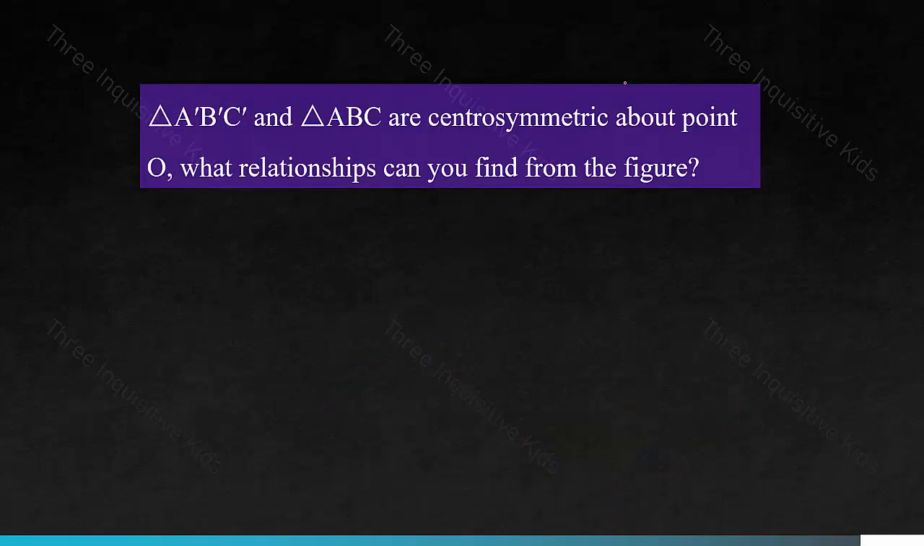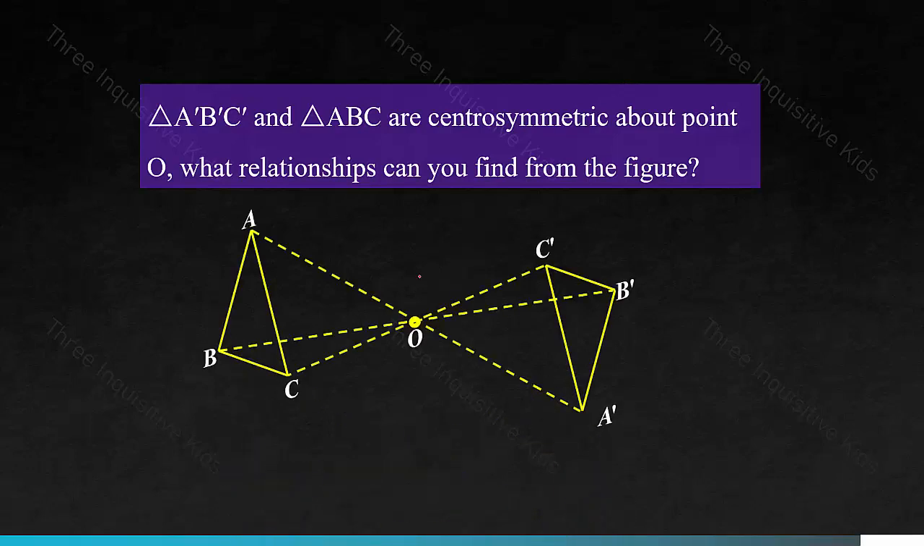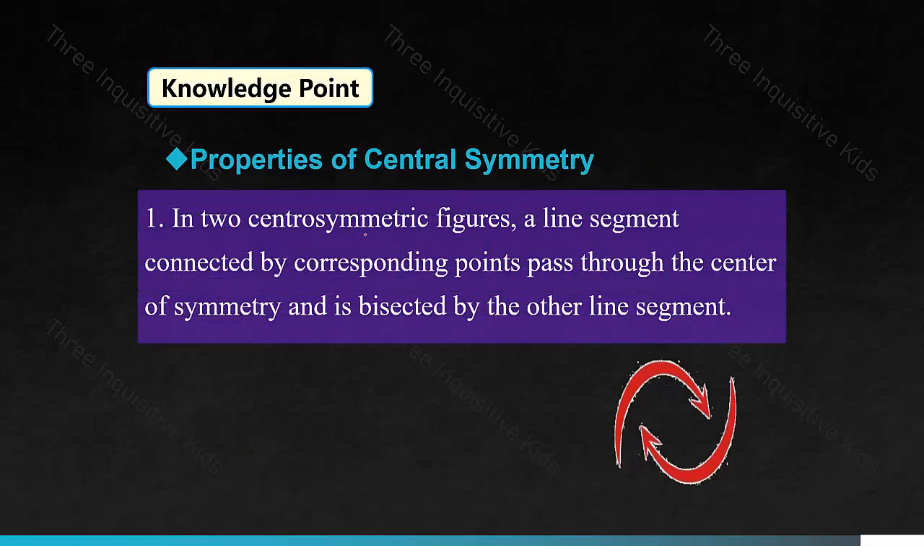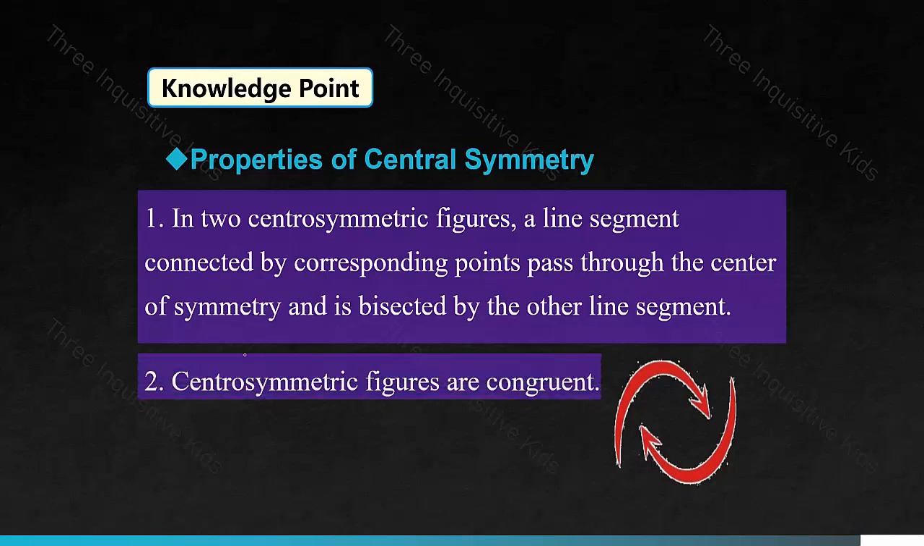What relationships can you find from the figure? So what were the equalities that you can see? You can see that OA equals OA prime, OB equals OB prime, and OC equals OC prime. And triangle ABC is congruent to triangle A prime, B prime, C prime. In 2 central symmetric figures, a line segment connected by corresponding points passes through the center of symmetry and is bisected by it. And central symmetric figures are congruent.